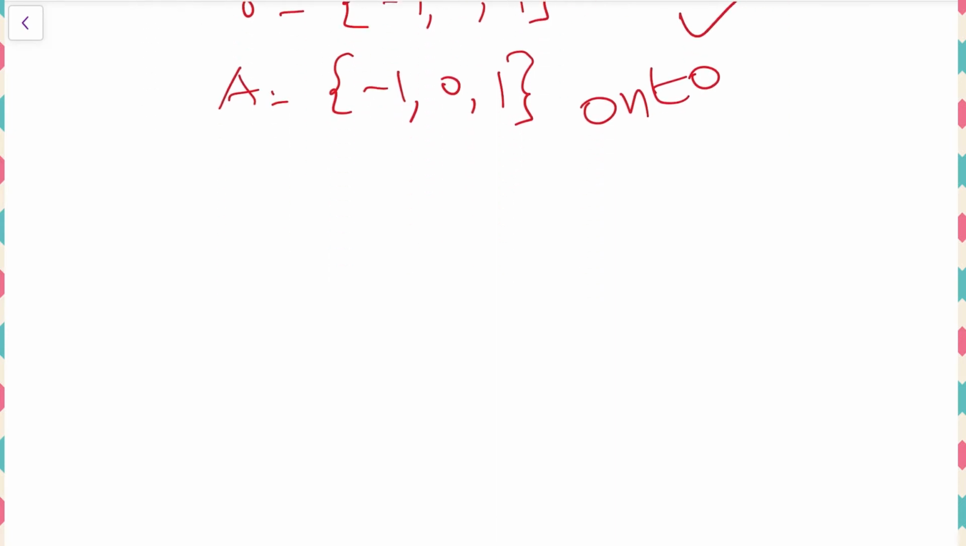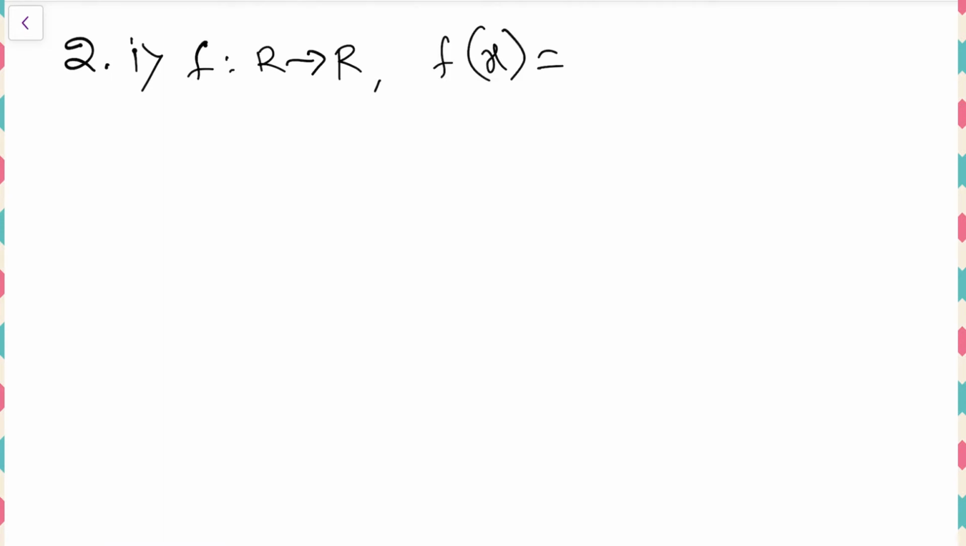Okay, now let us move to the second bit. In the second bit again 6 questions are there. Let us discuss them one by one. f is a function from R to R, and that function is defined by f(x) = (2x + 1)/3, and he is asking to check whether the following are injection or surjection or bijection.